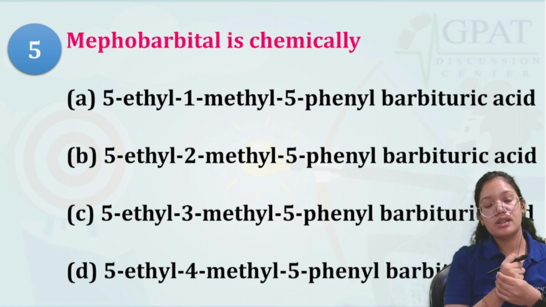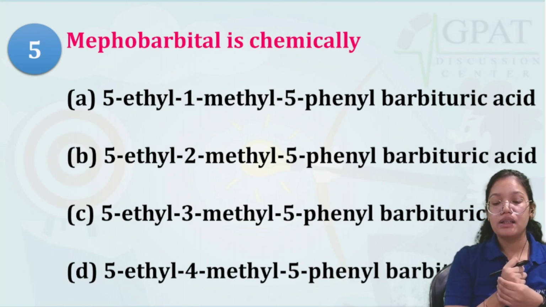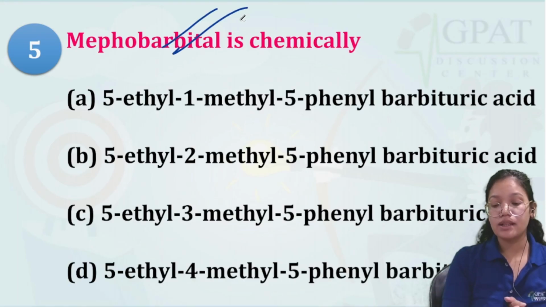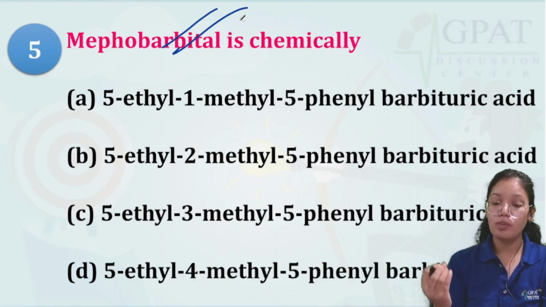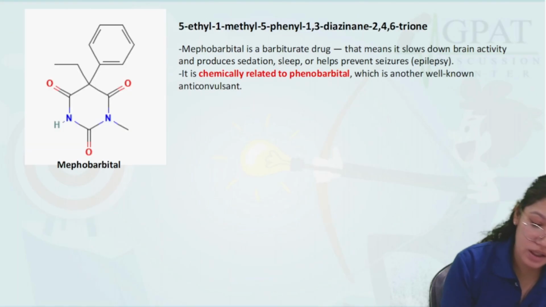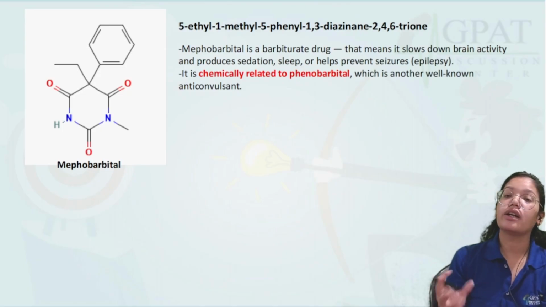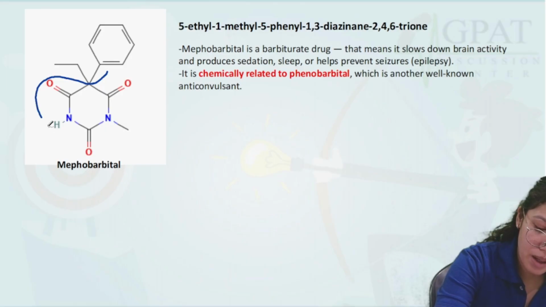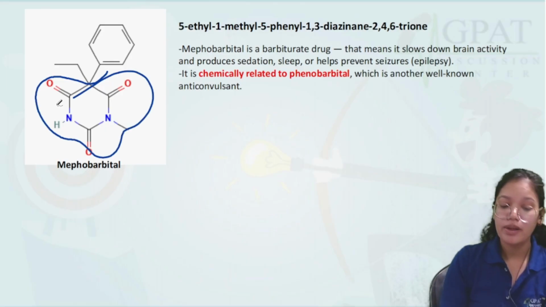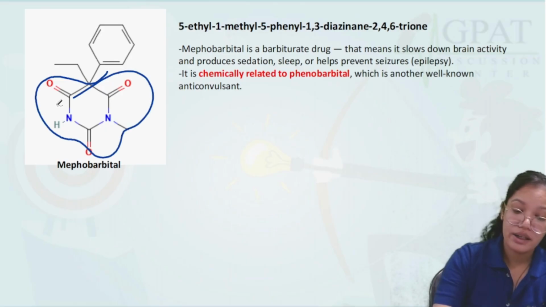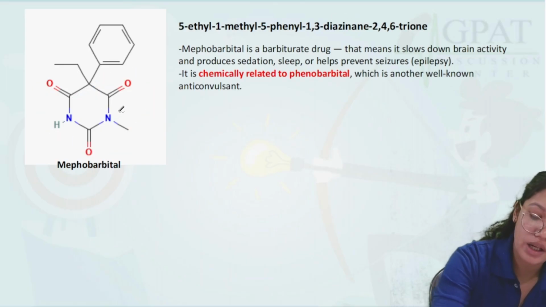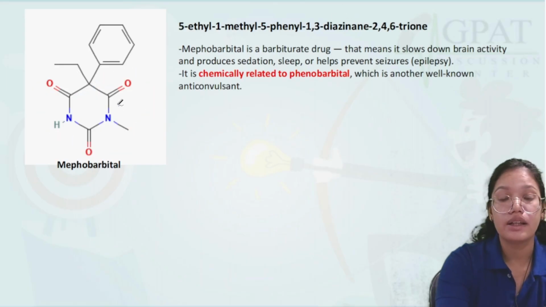Now the next question says methylbarbital is chemically a type of barbituric acid. So what is its IUPAC name? The first thing we have to see is that it will contain a barbituric acid nucleus. Here we have a barbituric acid nucleus in the methylbarbital, and if we start the counting, it will start from the nitrogen that contains the methyl group.